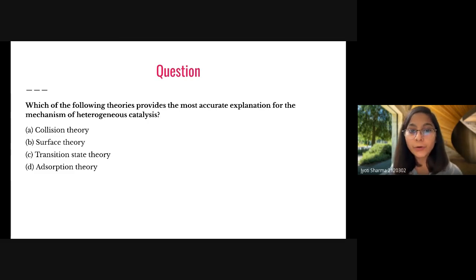Which of the following theories provides the most accurate explanation for the mechanism of heterogeneous catalysis? So as I told you, heterogeneous catalysis means your reactant phase is different from your catalyst phase. So which theory provides the most accurate explanation? Collision theory, surface theory, transition state theory, and the adsorption theory. What do you think? What should be the right answer for this?